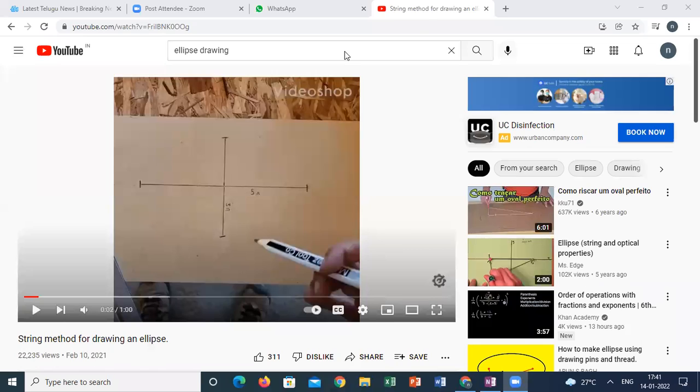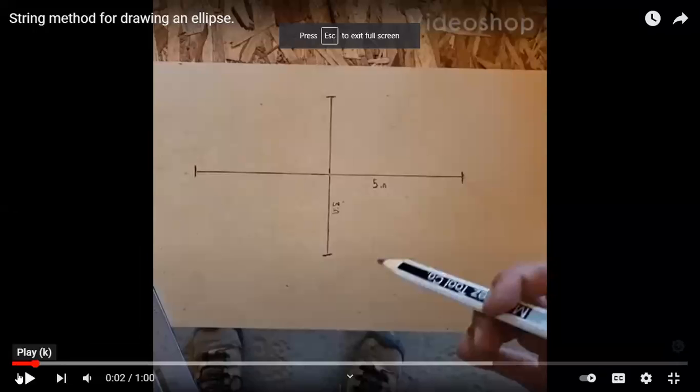So this is the string method. Fine. I will share the screen. This is one of the easiest methods we will use to draw the ellipse, where it shows that from two fixed points the distance is fixed. If you are not clear with the video, please let me know, guys.